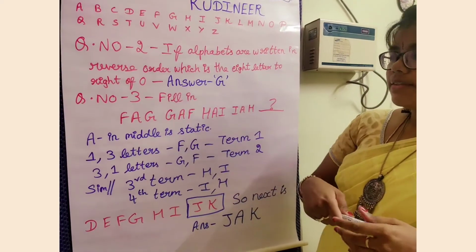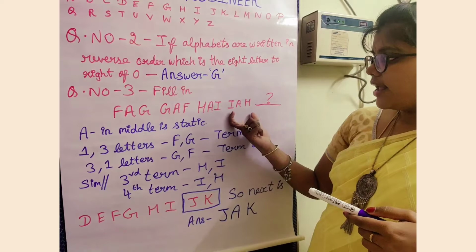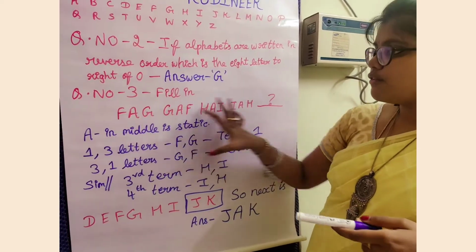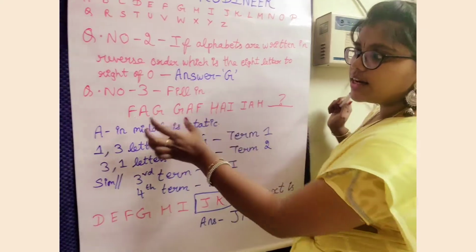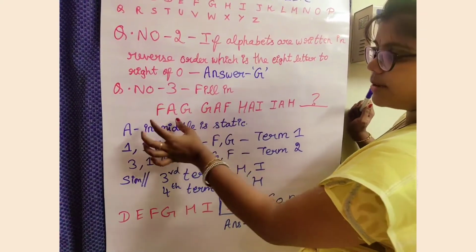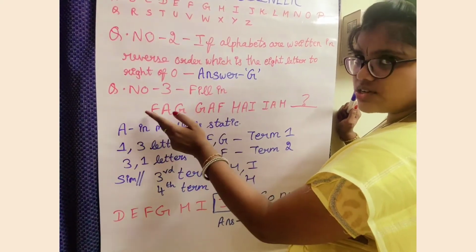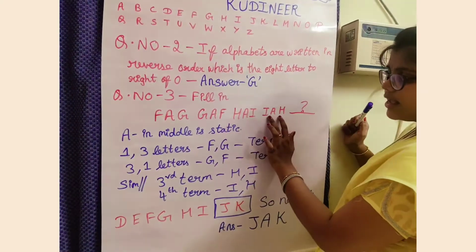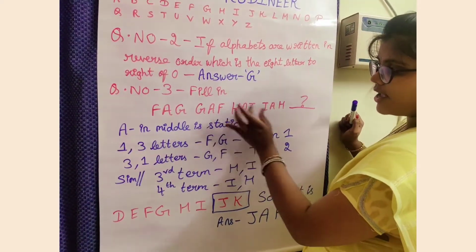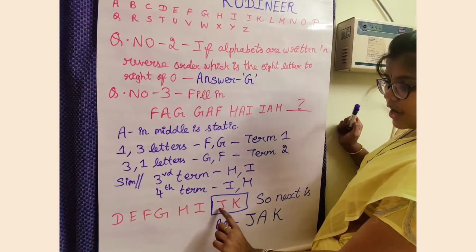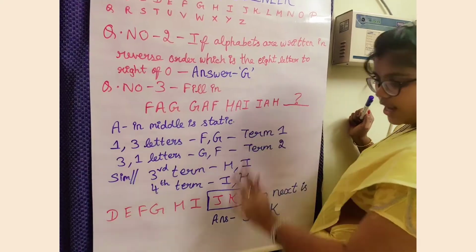Many questions in a similar manner may come. Then question number 3 is FAG, GAF, HAI, IAH and then a question mark. In this, A is common in the center. It is static, and the terms have just interchanged to the next term. If the first term has used F and G, the next term has used G and F. It has just been reversed. Then H and I, then I and H. So it has been coming in a correct series: F, G, H, I. So the next should be J and K. So the series will be JAK and then KAJ. That will be your answer.